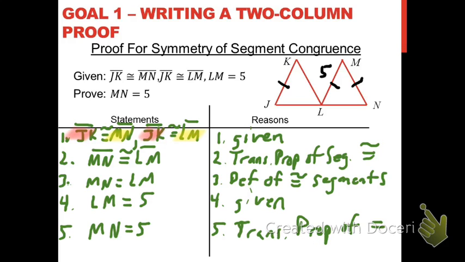Let me do a little bit of highlighting just to make sure that last part makes sense. We knew that both MN and 5 were equal to the distance from L to M, so then they had to be equal to one another as well. That's how we finished that proof.